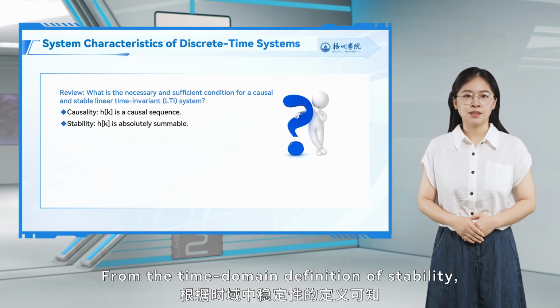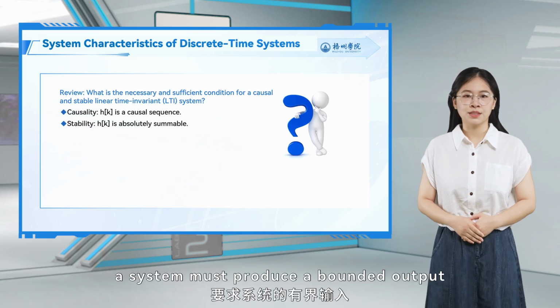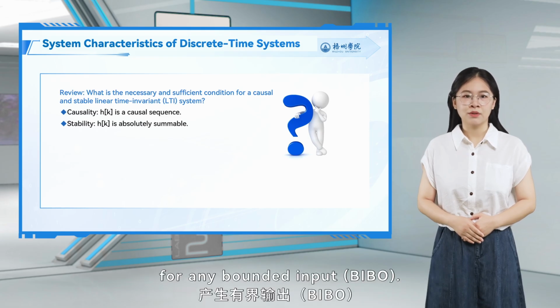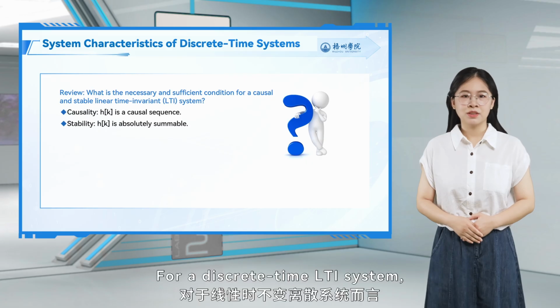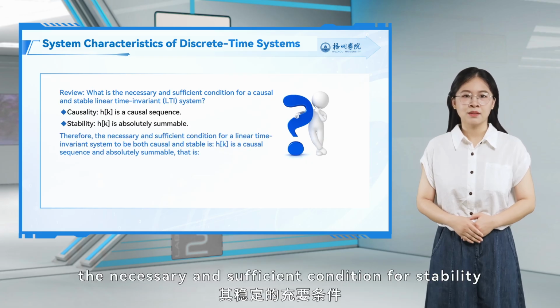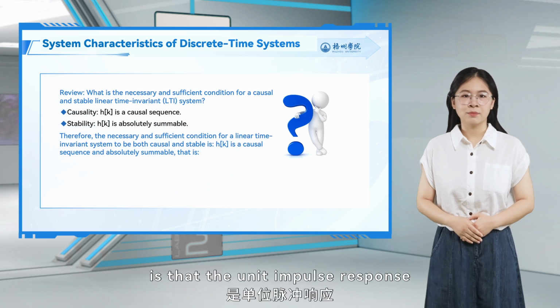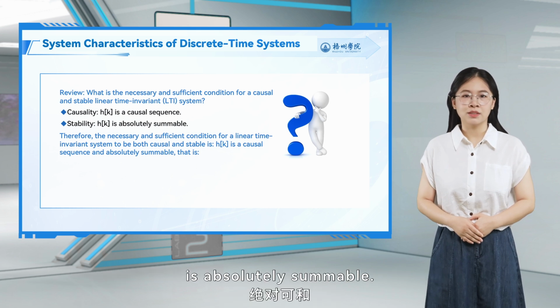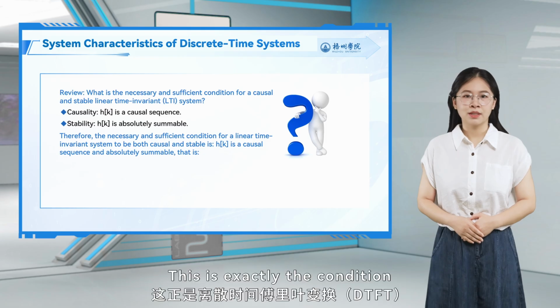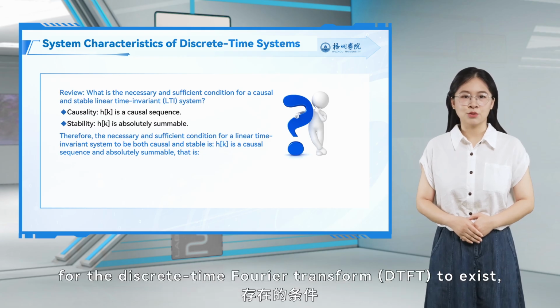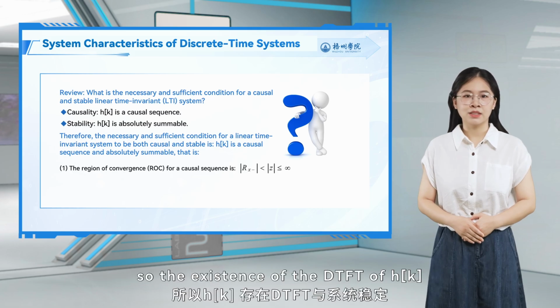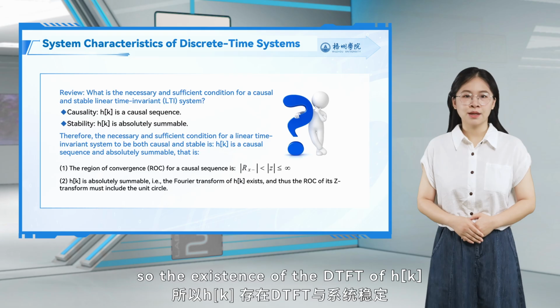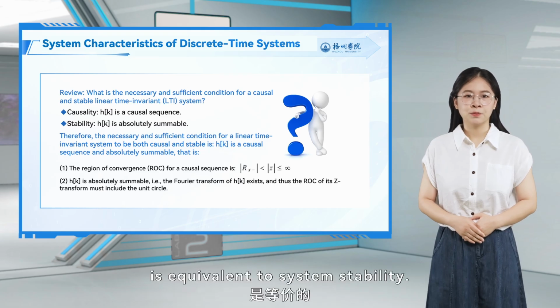From the time domain definition of stability, a system must produce a bounded output for any bounded input. For a discrete time LTI system, the necessary and sufficient condition for stability is that the unit impulse response is absolutely summable. This is exactly the condition for the discrete time Fourier transform, DTFT, to exist. So the existence of the DTFT of h(k) is equivalent to system stability.